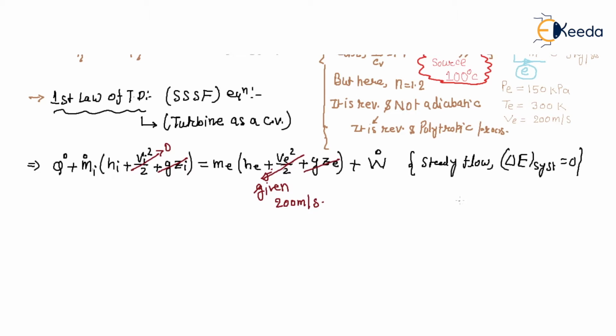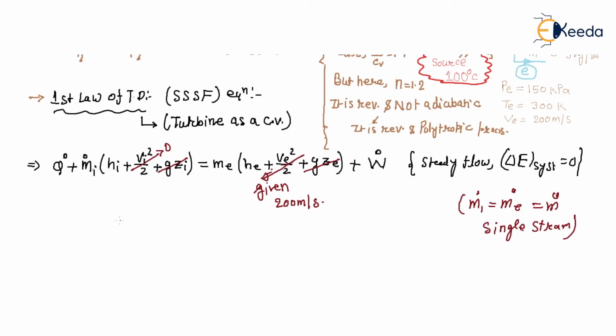So here m_i dot is equal to m_e dot is equal to m dot, because it is a single inlet, single exit, single stream. You put all this value.